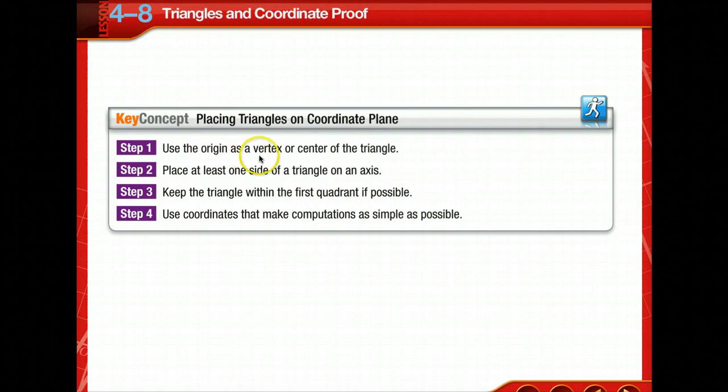First, we're going to use the origin as the vertex or the center of the triangle. We're going to place at least one side of the triangle on an axis. We're going to keep the triangle within the first quadrant if possible. And we're going to use coordinates that make computations as simple as possible. Yeah, the KISS principle, right? We're going to keep it simple.